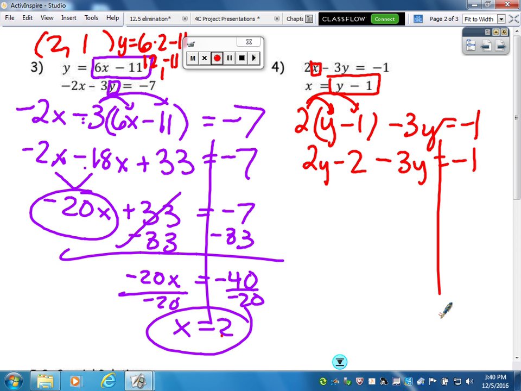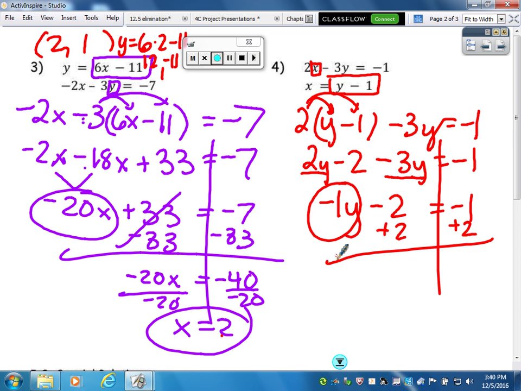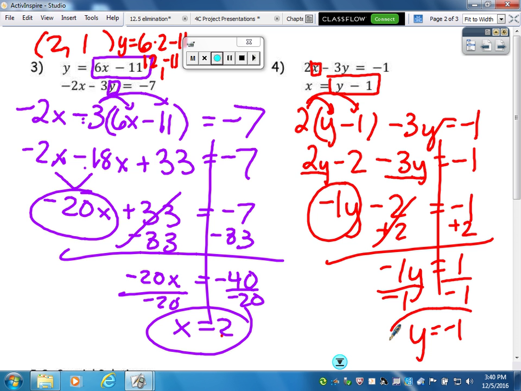Let's solve this equation. So we distributed. Next step, I've got 2 y's there, negative 3 y's there. Let's combine like terms to say negative 1y. So that was this plus this. Now I've got a two-step equation. Let's add the 2 to get rid of it. And then I've got negative 1y is equal to 1. Divide by negative 1, and y is equal to negative 1 still. Lots of 1's right there. So we divided by the negative 1 to cancel that out. 1 divided by negative 1 is still negative 1 right there.